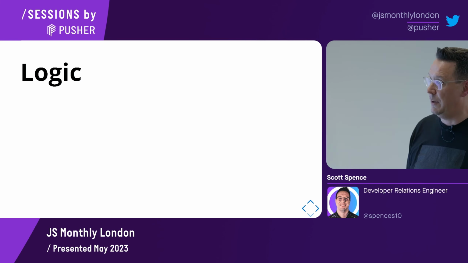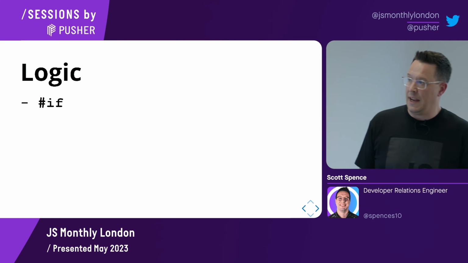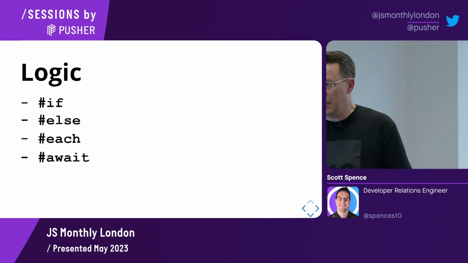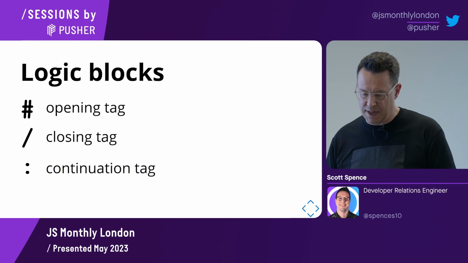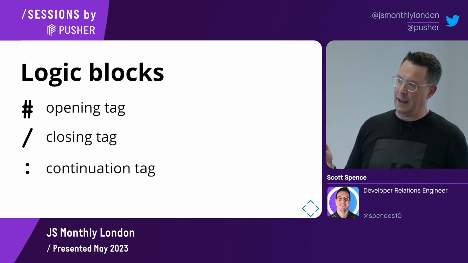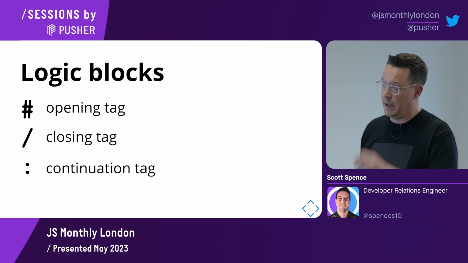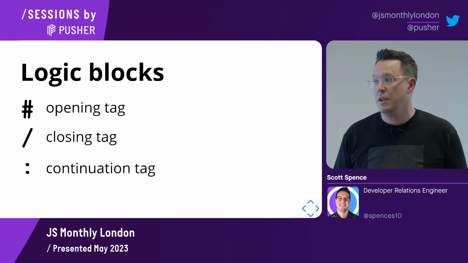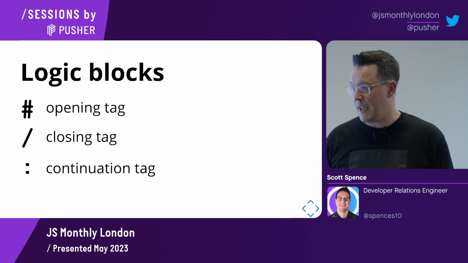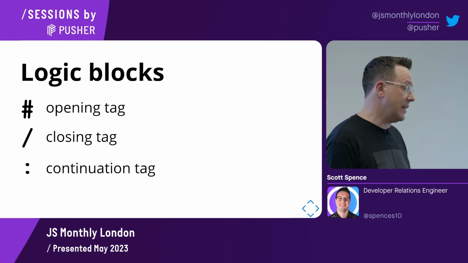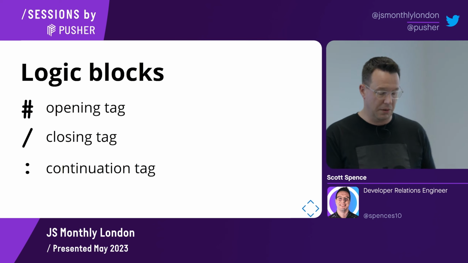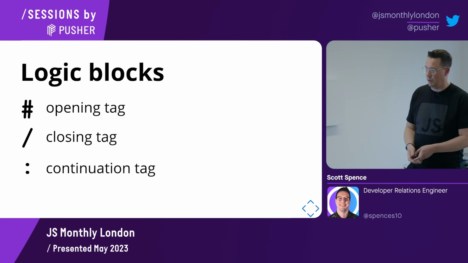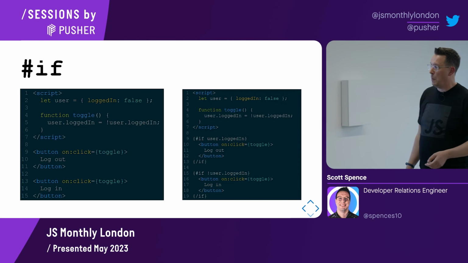So let's talk about logic. We've got rendering logic in Svelte. We have if, else, each, and await blocks. You might have seen them in the curly braces, and the way you opened up a logic block was with a hash. The way you ended it was with a closing tag. And if you wanted to do anything else, like continue after your initial logic operation, you could use the colon. We'll take a look at that now.